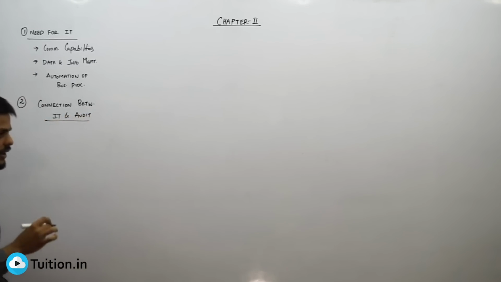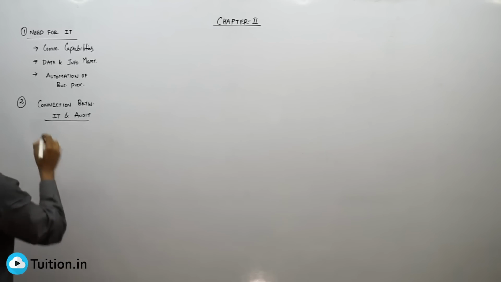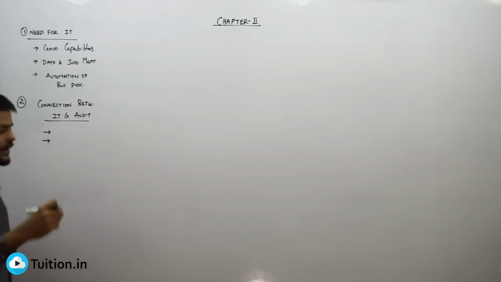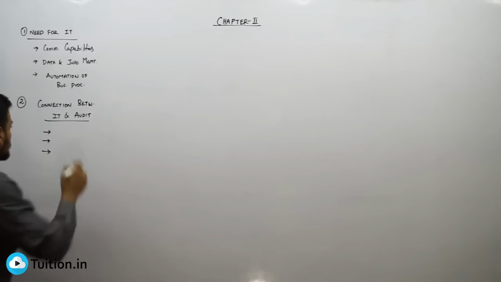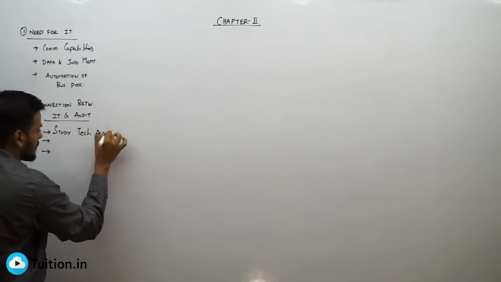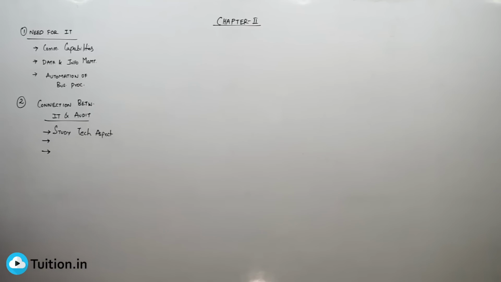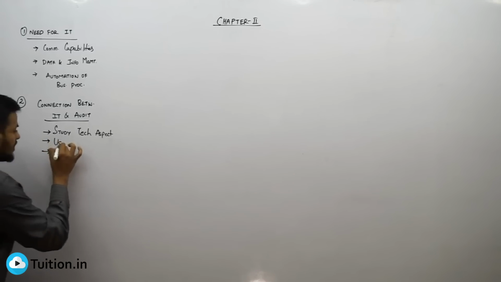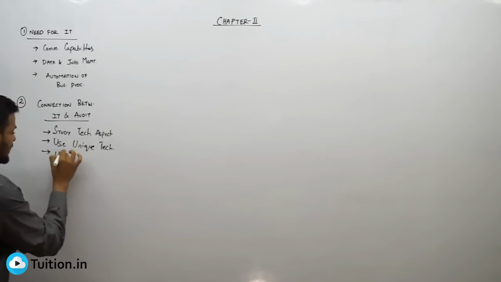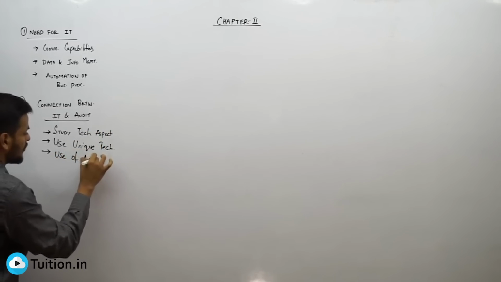What is the connection between IT and audit? There are some points that we need to catch up here. We have 3 points to talk about, right? What is so similar between audit and IT is the 3 aspects. The studying of technical aspects, right? First point, you study technical aspects. So in an audit, between IT and audit, you have to study technical aspects when it comes to audit, and then use certain unique techniques, and use of audit software.